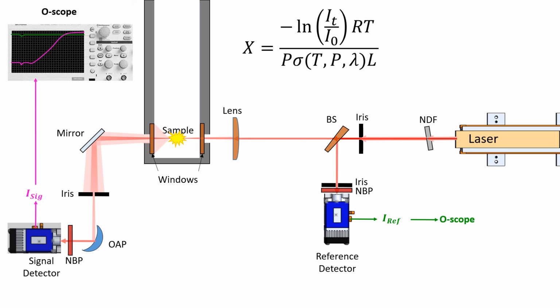You should understand that this exact setup may not work for every application. For example, you might like to put the third iris directly in front of the signal detector. You might choose to recollimate the beam with a second lens at the exit of the shock tube, or use a flat mirror in place of the OAP. But now you should have a good idea of why you would make those types of decisions. I hope this video has helped you understand the practical considerations of setting up a laser absorption spectroscopy setup.